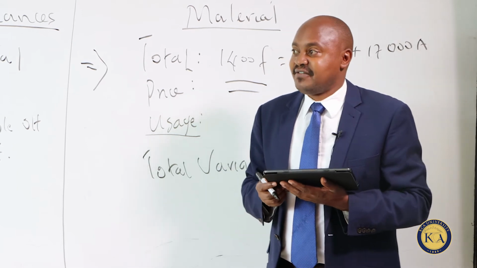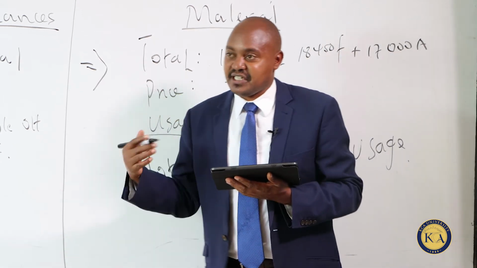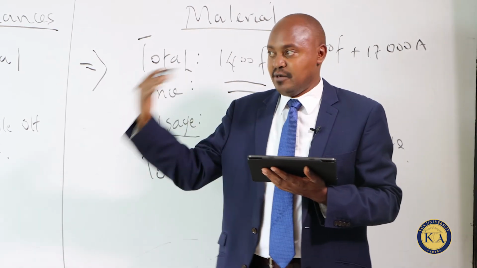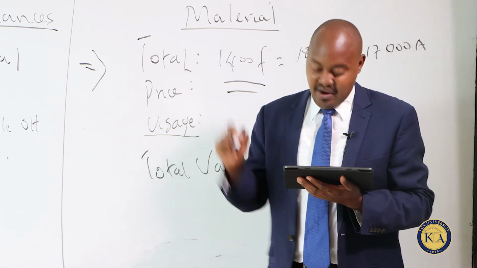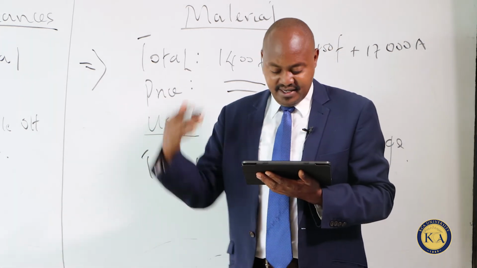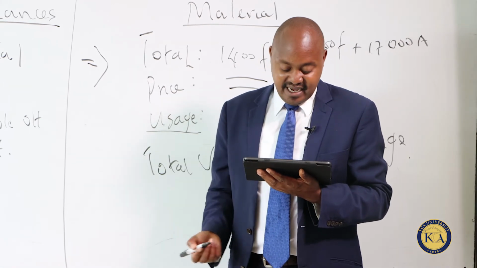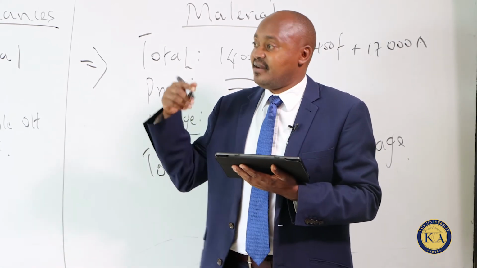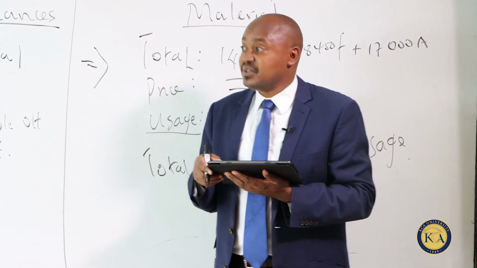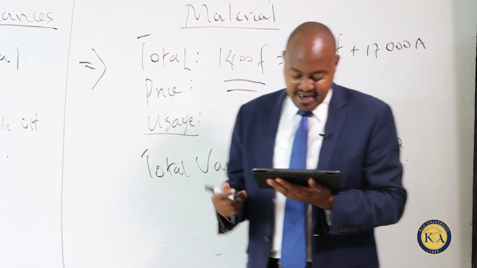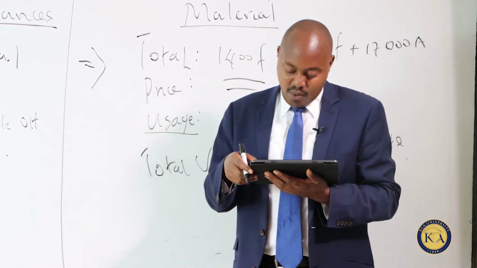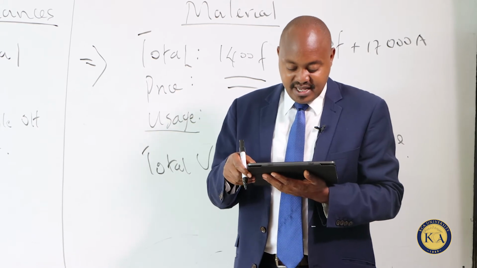So the labor efficiency variance measures how efficient workers were to produce that output. Did they use more hours than the planned hours? Did they use less hours than the planned hours? If they did use less hours, then we talk about workers being efficient. If they used more hours than the planned hours, then the workers were not efficient.